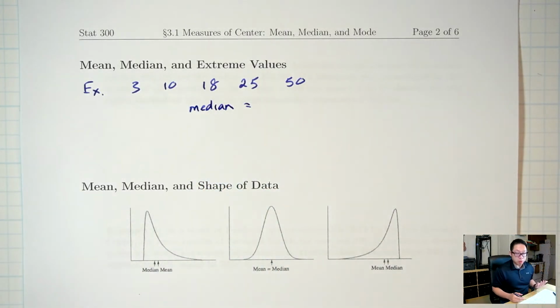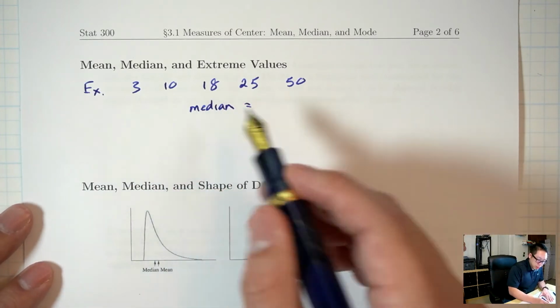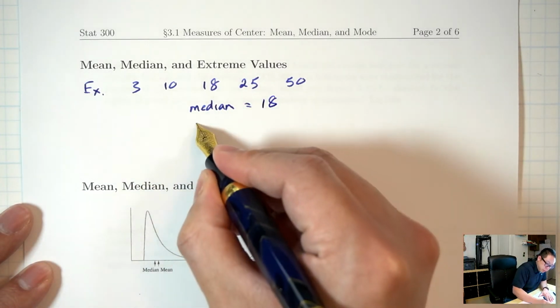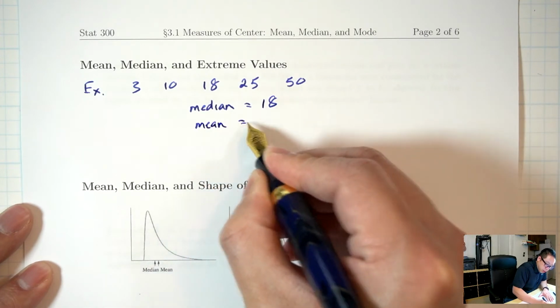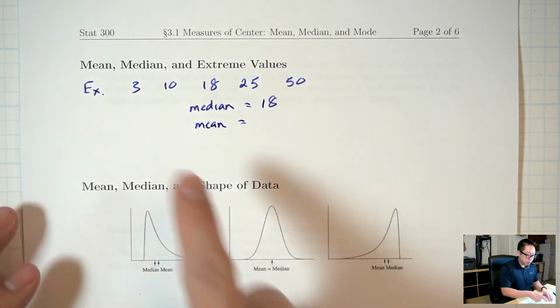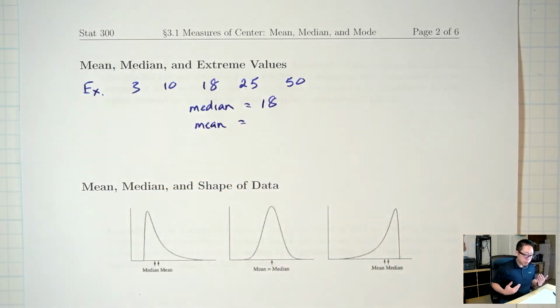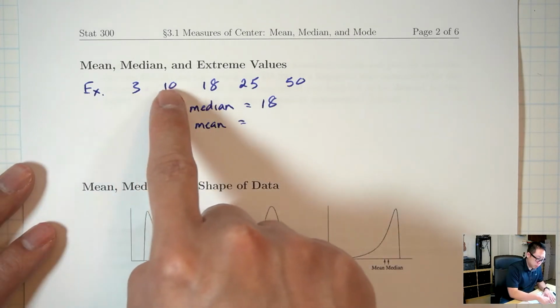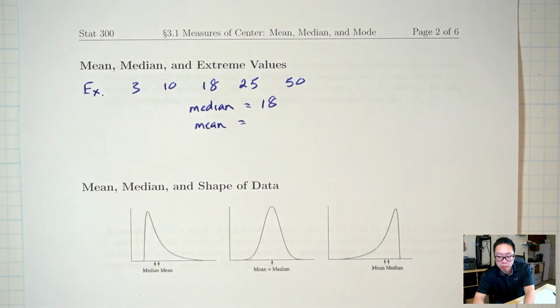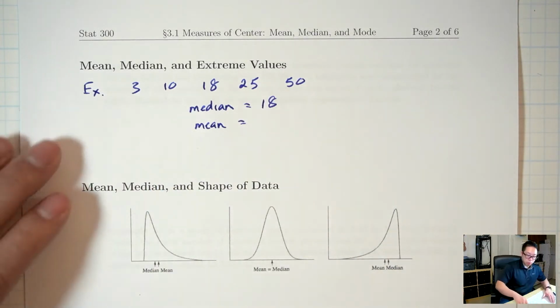To find the median, put the numbers in order. I think the numbers are already in order. Pick the middle number. The middle number here is 18. So the median is 18. To find the mean, I'm going to add this up and then divide by however many data values I have. So 3 plus 10 plus 18 plus 25 plus 50 is 106, and then 106 divided by 5. 106 divided by 5 is 21.2.